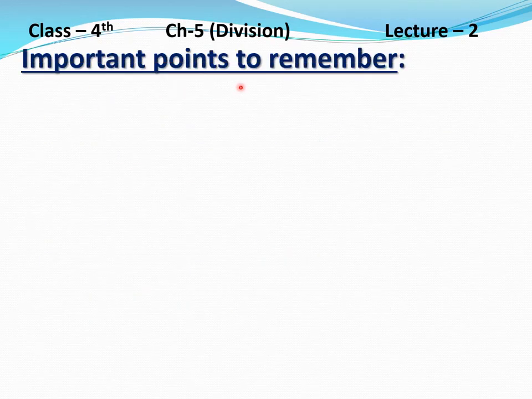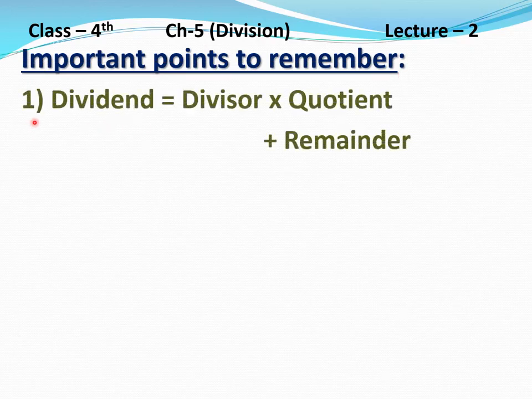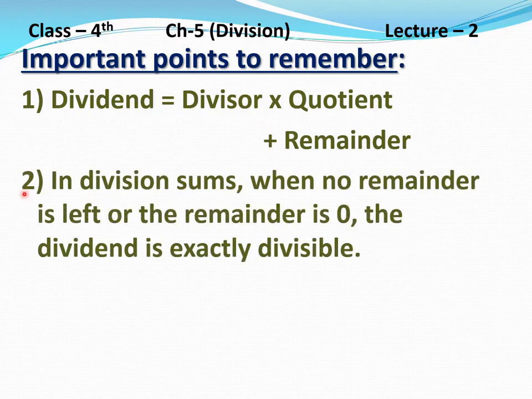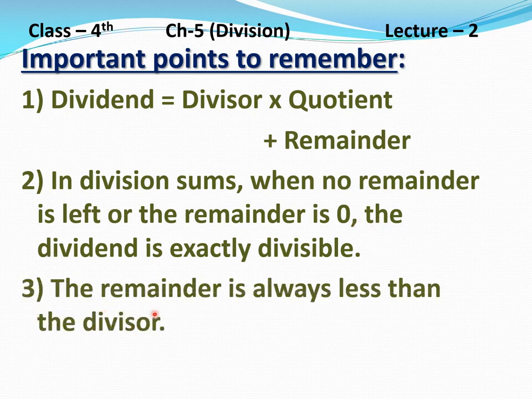Now, important points to remember. First point, dividend equal to divisor multiply quotient plus remainder. Second point, in division sums, when no remainder is left or the remainder is 0, the dividend is exactly divisible. Third point, the remainder is always less than the divisor. Clear?